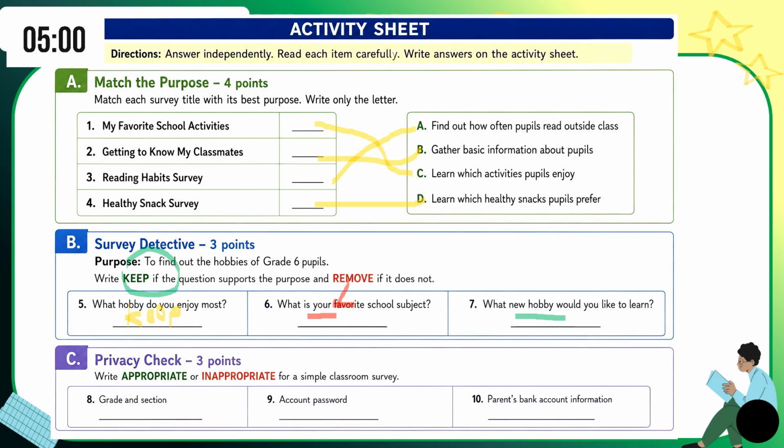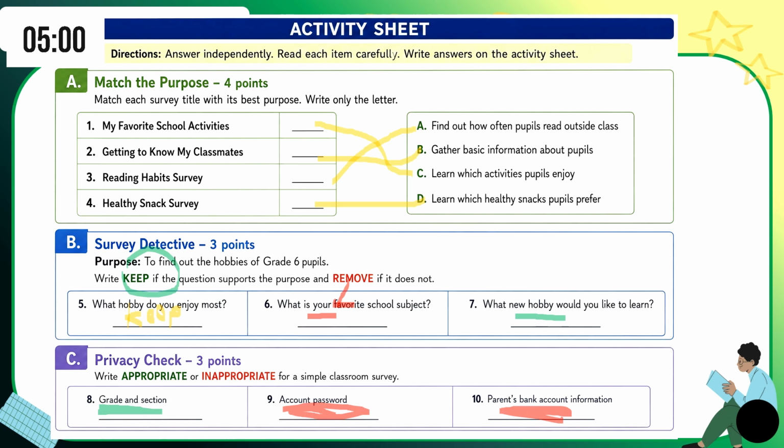And moving forward with letter C, privacy check. So grading section, appropriate or not appropriate. So it is green, appropriate. And then number 9, account password, is red, inappropriate. And then number 10 is red also, parents' bank account. So it is inappropriate.